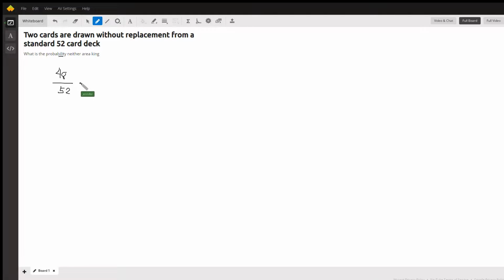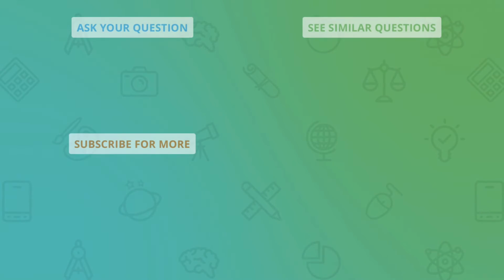Now, since you do not replace it, after you took one, there are only 47 left. So 47 over how many total? 51. Okay, and then you just multiply this. I don't have a calculator right now, but you multiply 48 times 47, whatever that number is, you put in here. 51 times 52, you put it in here, and that would be your probability of getting two cards that are not kings, both times without replacement.